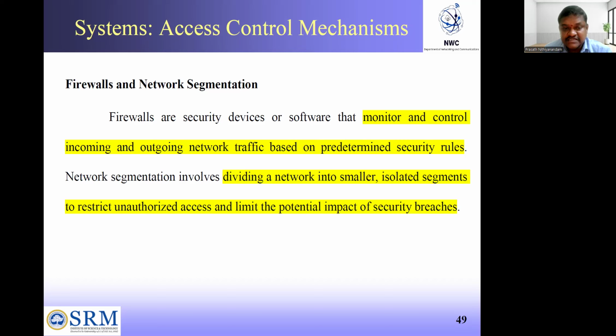And the next is firewalls and network segmentation. Firewalls are security devices or software that monitor and control incoming and outgoing network traffic based on predetermined rules. Network segmentation involves dividing a network into smaller segments to restrict unauthorized access and limit the potential impact of breaches. As an example, a company segments its network so that sensitive financial systems are isolated from general office computers, and uses a firewall to block unauthorized traffic.